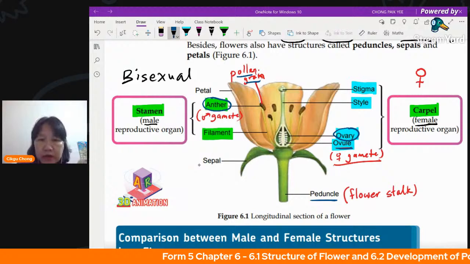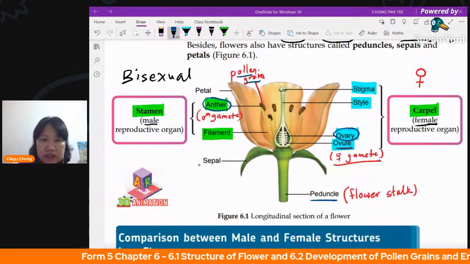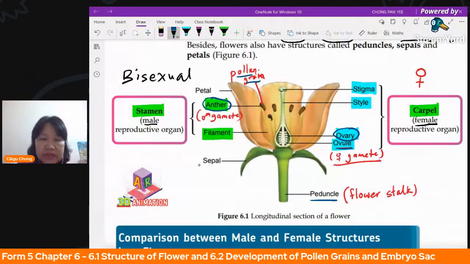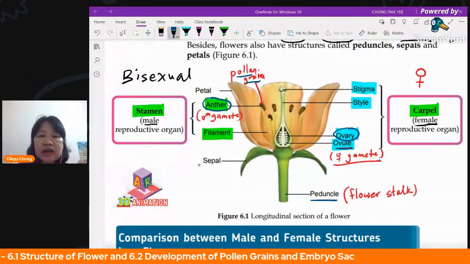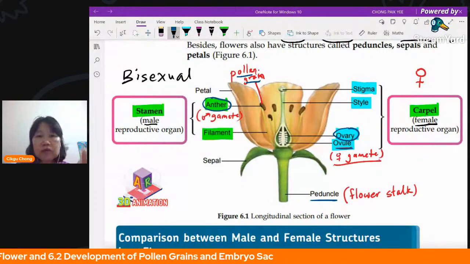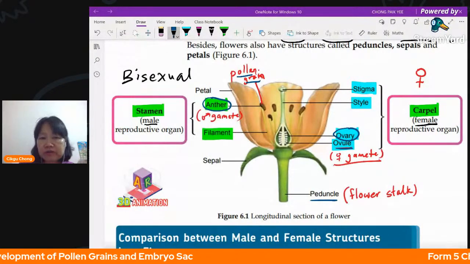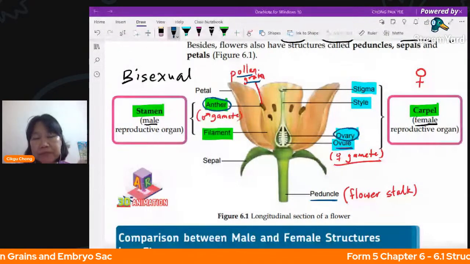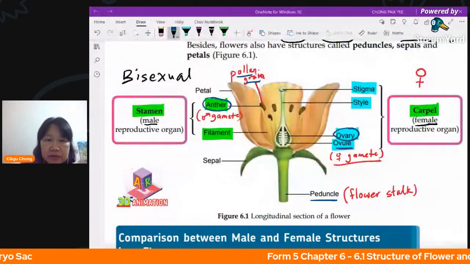Okay, then you have sepal. Now this sepal is actually something like a leaf-like structure. It is green in color. It actually covers the flower before it blooms. Before it opens up, it's like a bud. You know, we call it a bud.